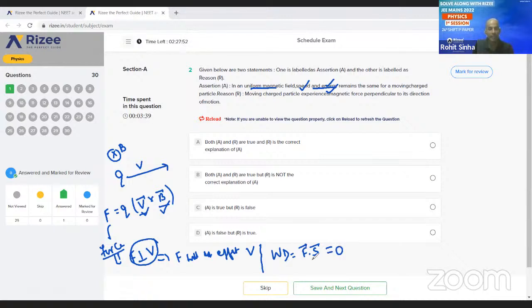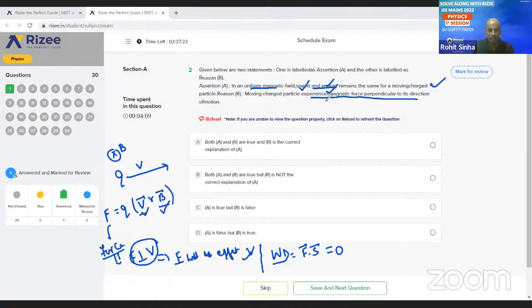So if a charge is moving in a uniform magnetic field, then force will not affect the velocity, and also force will not do any work. That is, none of the energy will be stored; the original energy of the charge will remain constant. Got it? So the assertion is right. And the reason is also absolutely right.